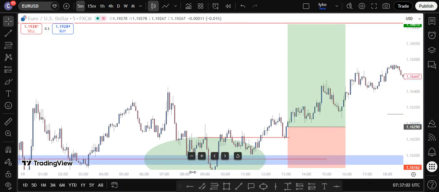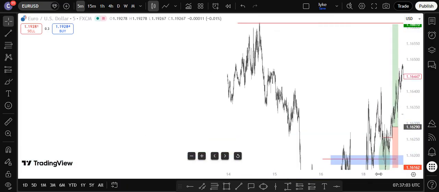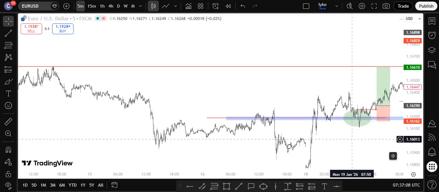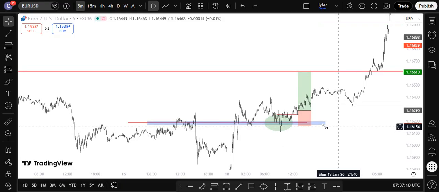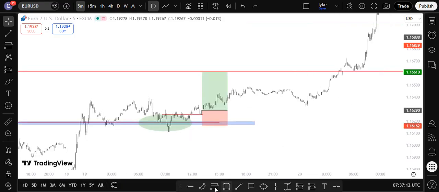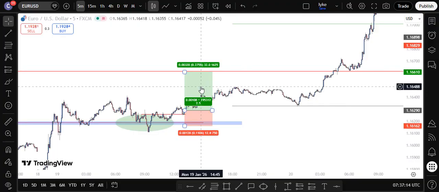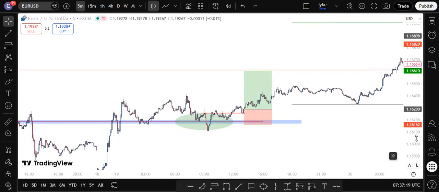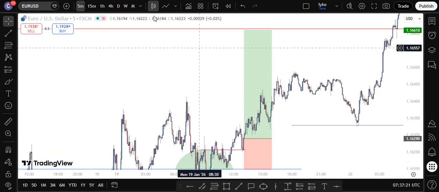So let me look at it. Yes, it was at that high. Yeah, going to be at that high. So you can see price gave 2.5% from the market.